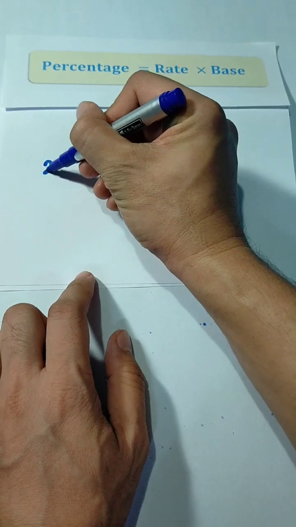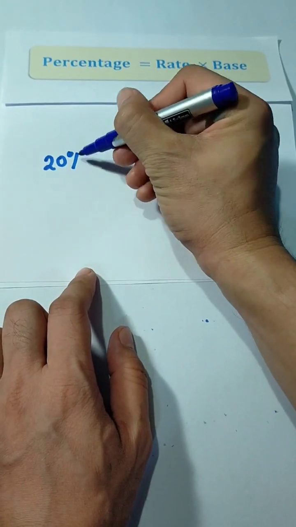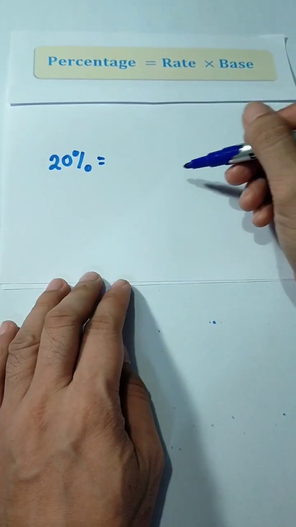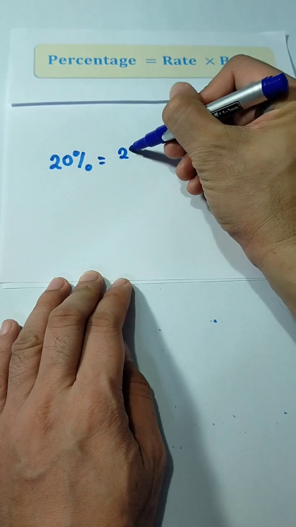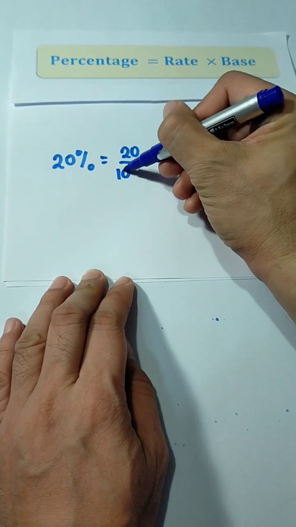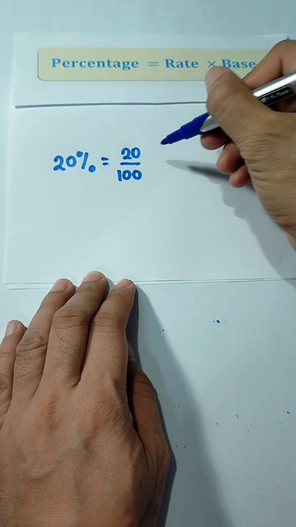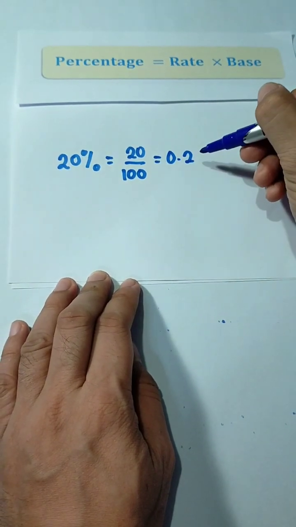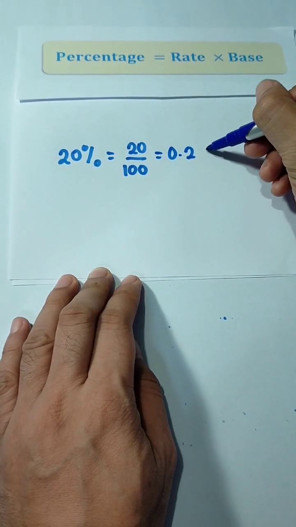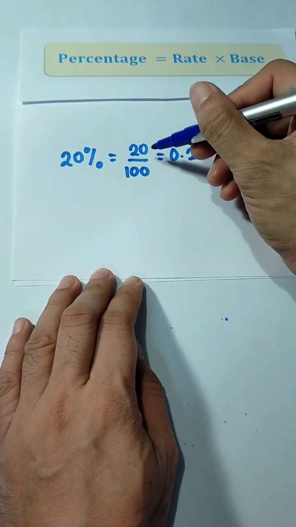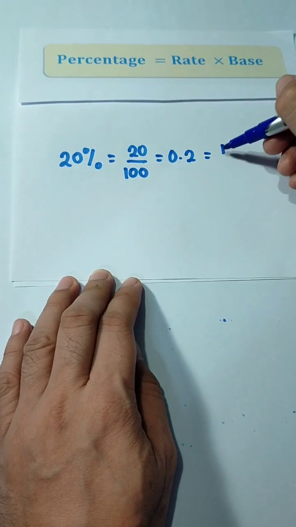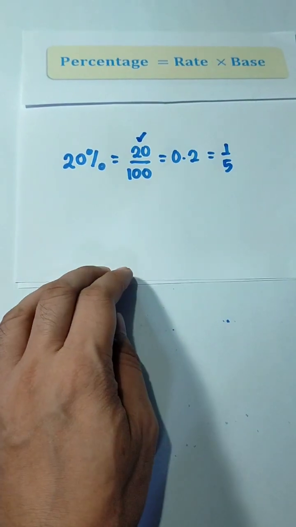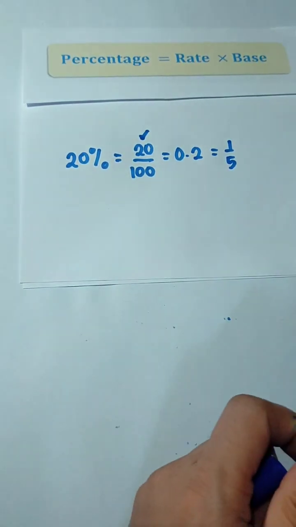Say for example, 20%. 20% by definition is a fraction of 100 parts. In this case, that is 20 out of 100 parts. We can also express this in decimal, which is 0.2, or express it in fraction in simplest form, which is 1 over 5. We're going to use this one, the 100 parts definition.